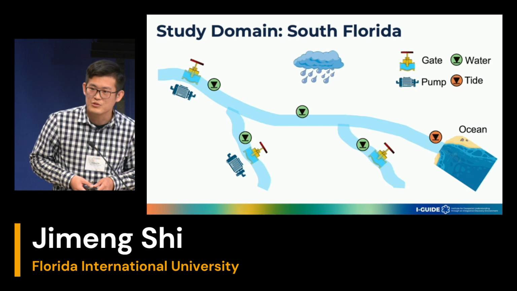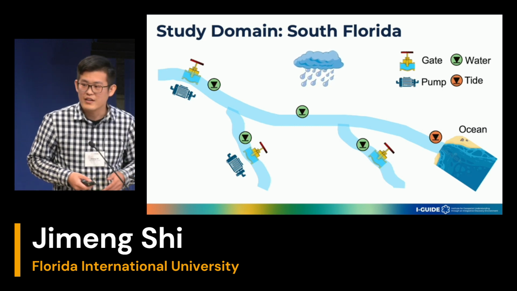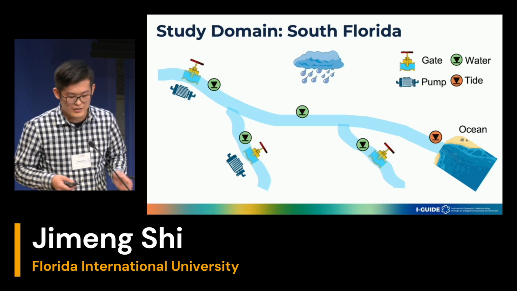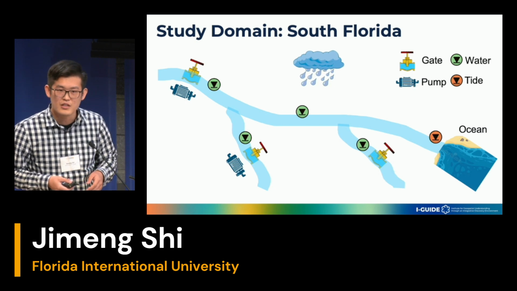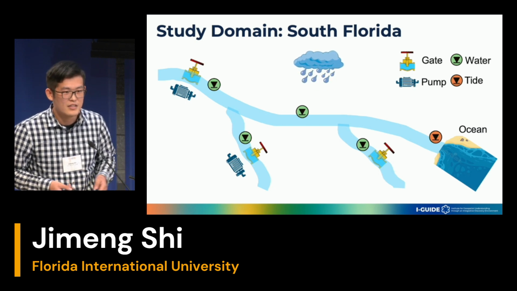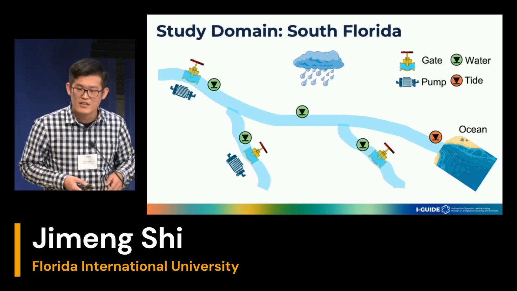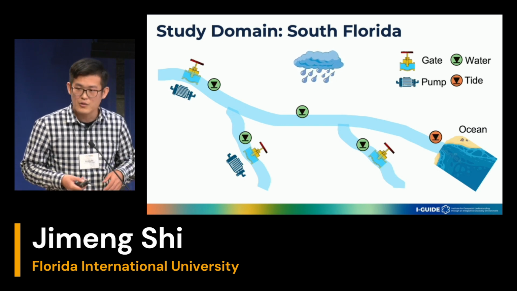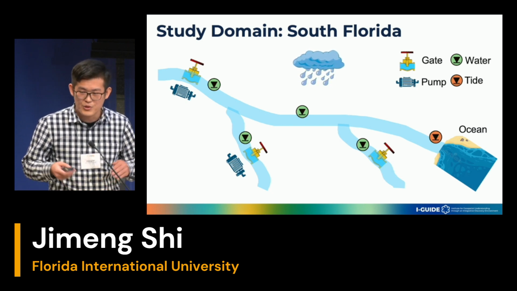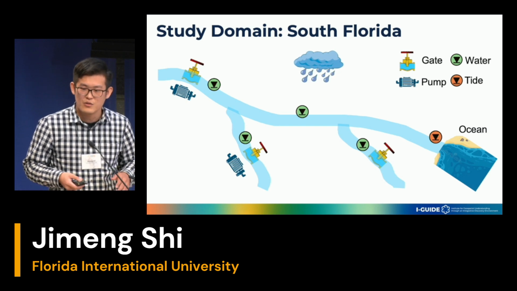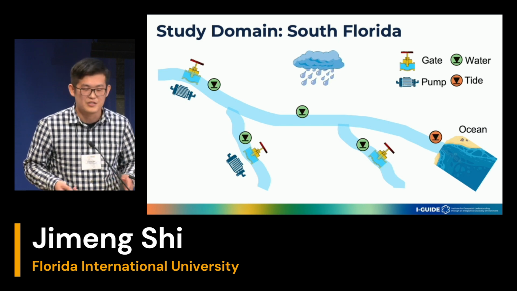Then how could we do some flood management? Well, fortunately, we have some hydraulic structures in this domain. We have some gates and pumps which can be used to control the water level in the river. That's a good thing to know, because based on that, one possible idea to mitigate flooding is, before the storm comes, we could pre-release some water from the areas where the rain is going to come to some other areas where there's no rain at all.